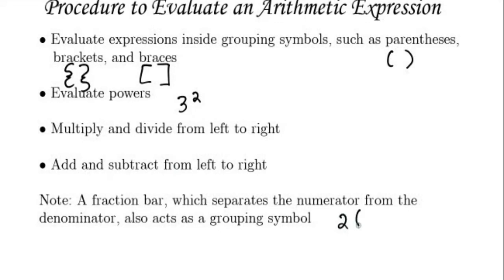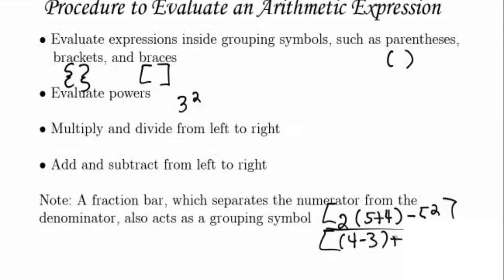For example, I could have the expression 2 times 5 plus 4 minus 5 squared, divided by 4 minus 3 plus 7 squared plus 9. In this case, this fraction bar is a grouping symbol. What it's doing is separating the numerator from the denominator. And it's telling me that I need to handle the numerator, get a result for that. Then I need to find the result for the denominator separately. Once I have those results, I'm going to divide whatever I've found in the numerator by the result in the denominator. So a fraction bar can act as a grouping symbol like parentheses.